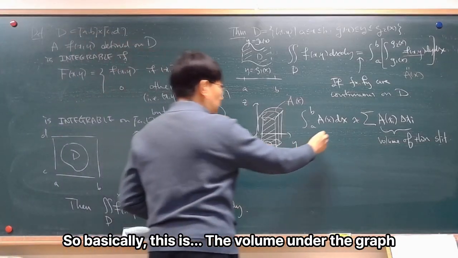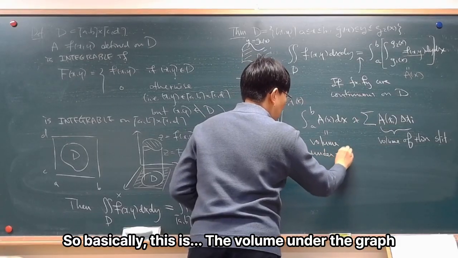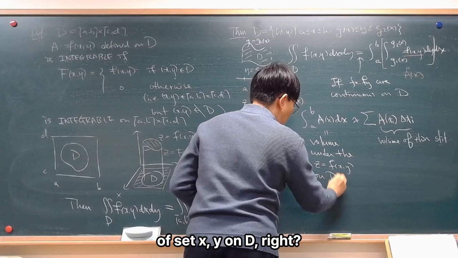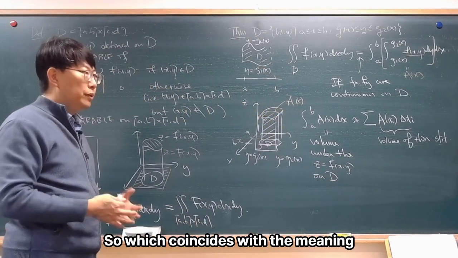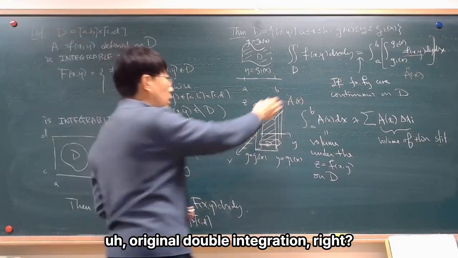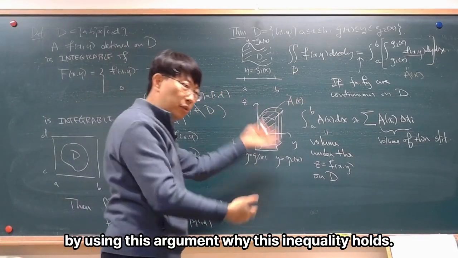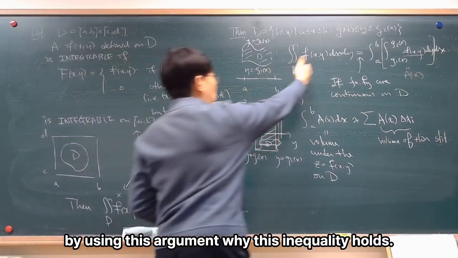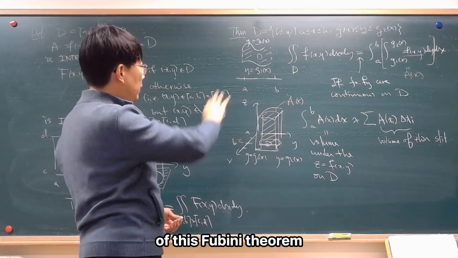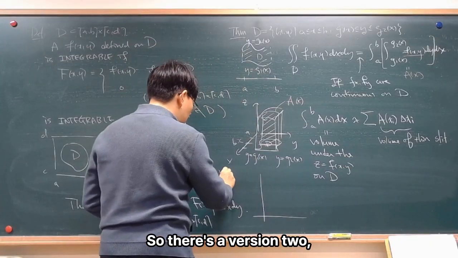So basically, this is the volume under the graph of z = f(x, y) on D, right? Which coincides with the meaning of our original double integration. So you can convince yourself by using this argument why this equality holds. And there's another version of this Fubini theorem, so there's a version 2.